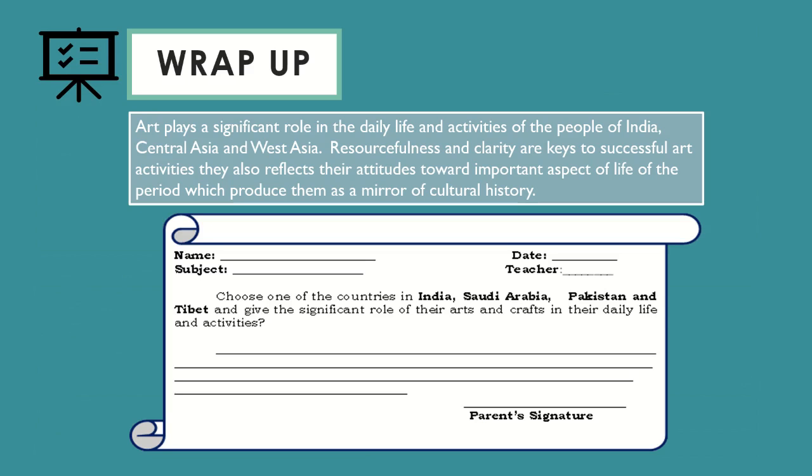Our next activity is the wrap up. For our wrap up, you need to answer this question. Art plays a significant role in the daily life and activities of the people of India, Central Asia, and West Asia. Resourcefulness and clarity are keys to successful art activities, and they also reflect their attitudes towards important aspects of life of the period which produced them, as a mirror of cultural history. Here's the question. Choose one of these countries: India, Saudi Arabia, Pakistan, and Tibet, and give a significant role of their arts and crafts in their daily life and activities. Please do this at the end of the lesson.